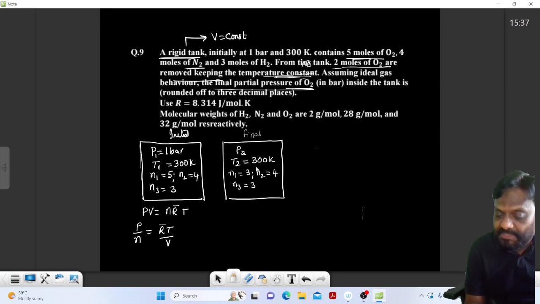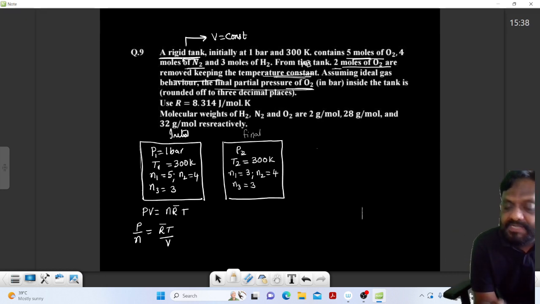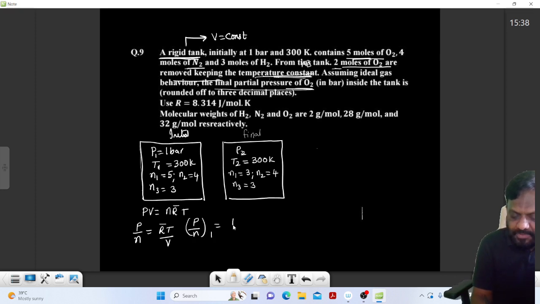It will not change. T, temperature. In both the cases, the temperature is the same. And V, rigid container. In two cases, that is initial and final, the volume of the container is not changing because it is a rigid container. He said temperature remains constant, and R bar is anyway the universal gas constant. So I will write P by N in case 1 is equal to P by N in case 2.